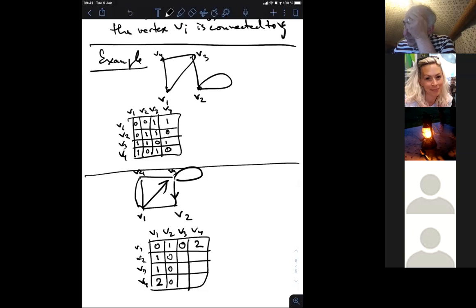0, 0, 0. V3 is connected to V2, 1 here. It has a loop, 1 here, and is connected to V4, 1 here. And finally, V4 is connected to V1 twice. It has no connection to V2. It's connected to V3, and it has no loop. So in this case, since this is a directed graph, where we interpret each non-directed edge as directed both ways, this is the same as having 2 edges, one going one way and the other going the other way. So we're getting such a matrix. It's not a symmetric matrix for a directed graph, but for a non-directed graph, it's a nice symmetric matrix. Okay.